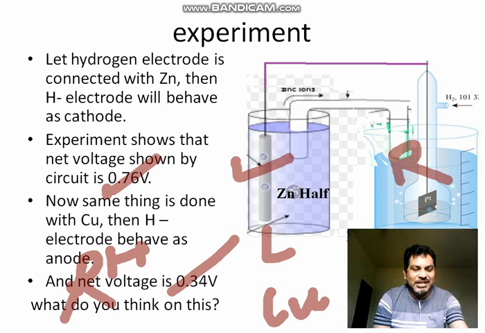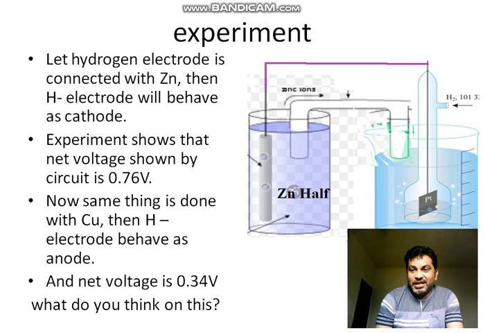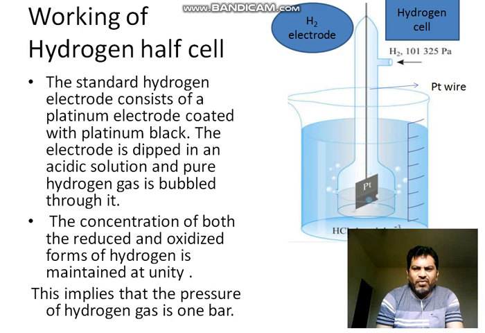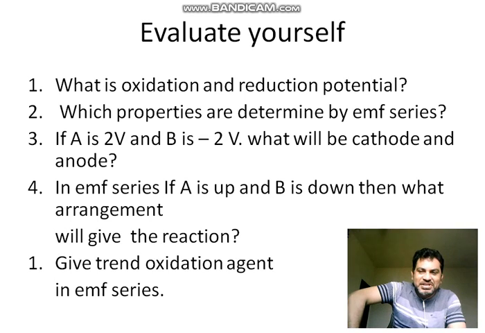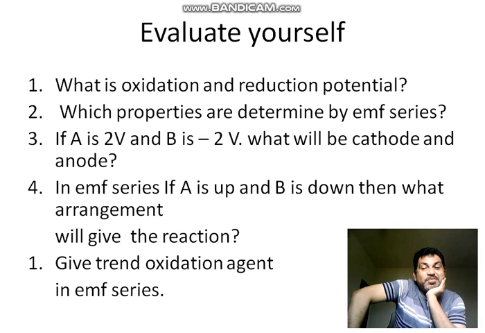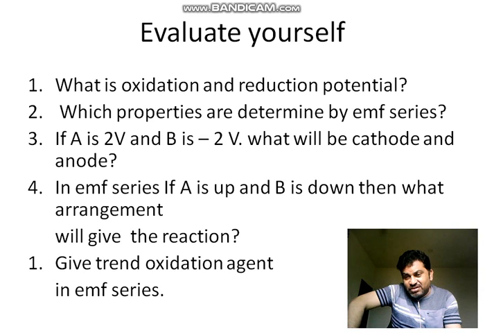So with this experiment we have completed the study of the hydrogen half cell. But before that, I would like to give you some questions, because without questions it is not possible. So evaluate yourself. First question: what is oxidation and reduction potential? The potential of the oxidation half is known as oxidation potential and the potential of the reduction half is known as reduction potential.